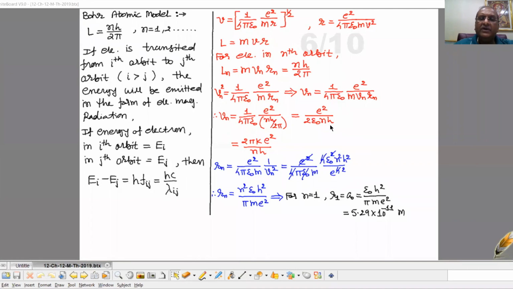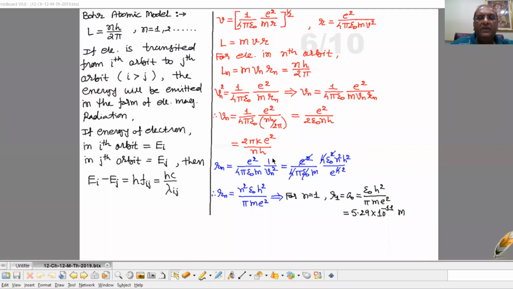Now here, if we multiply and divide by 2 pi, then we can write here 1 upon 4 pi epsilon 0, that is constant k. So another form that we can write is 2 pi k e square upon nh. And here we can observe this thing, the orbital speed Vn proportional to 1 upon n, because see, all these are constants. Okay. So Vn proportional to 1 upon n. This is the equation of orbital speed. Clear to all of you?